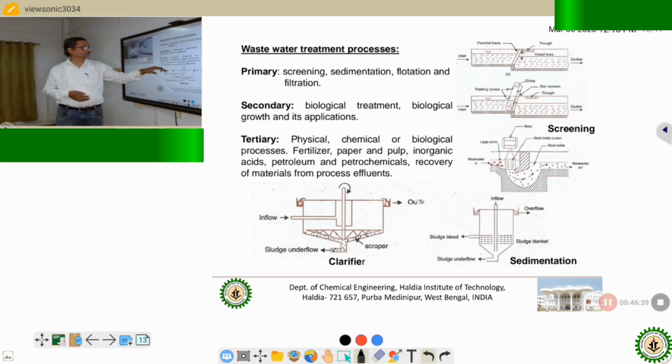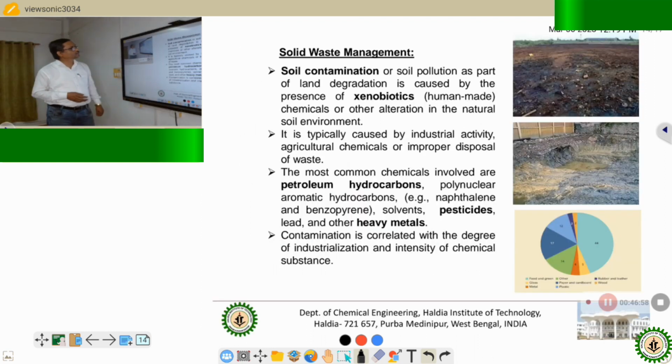Tertiary treatment is where all these methods are used together, in most cases in fertilizer, paper, pulp, inorganic, and even petrochemical industries. This type of tertiary process means the whole system: screening, sedimentation, clarification, acid treatment, or bacterial growth. It is the standard method for different industries, and altogether it is called the tertiary method.